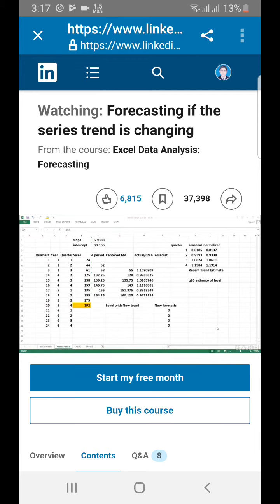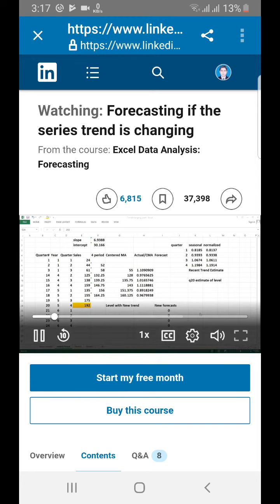In this video, we'll show you how to modify the ratio to moving average method to create forecasts using a more recent estimate of trend. Because as we mentioned in the previous video, trend is constantly changing. And so using a more recent trend may give you better forecasts for future quarters or months.